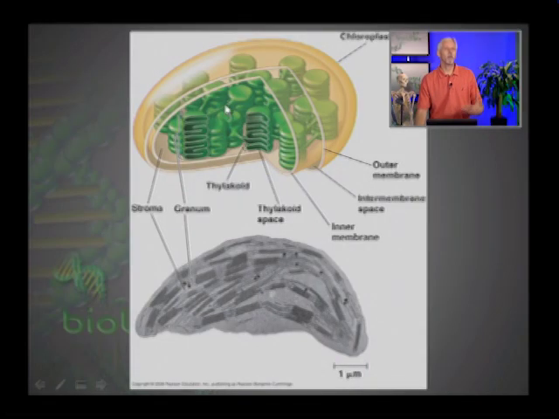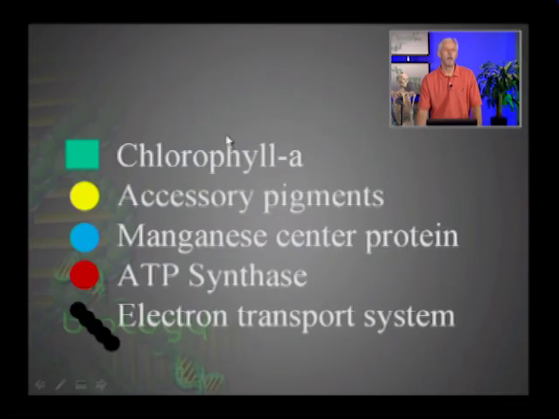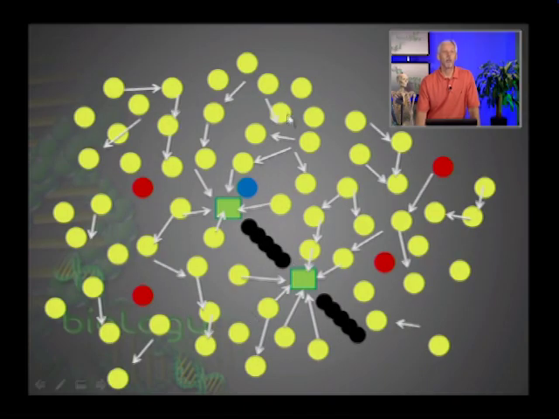Now, getting back to what we're going to be talking about, we're going to be talking about the thylakoid membranes, and the first diagram I'm going to look at is the surface of a thylakoid membrane. So if we're looking at a top view of a thylakoid membrane, we will be seeing chlorophyll A's, accessory pigments, manganese center protein, ATP synthase, and electron transport systems. So here's our diagram. Again, the yellows are going to be accessory pigments. We have chlorophyll A's, we have electron transport systems, and we have ATP synthase scattered in here as well, and then also a manganese center protein.